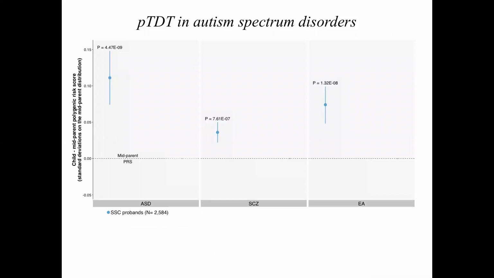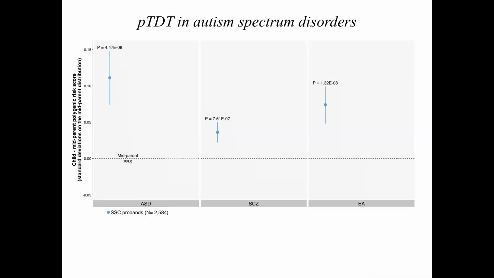And what we find when performing PTDT on the Simons cohort, here the nearly 2,600 probands, is across autism polygenic risk in the left panel, schizophrenia polygenic risk in the center panel, and educational attainment polygenic risk in the right panel, that you see over-inheritance of these classes of polygenic risk, which we claim is evidence of clear association between these classes of polygenic risk and being an ascertained autism case.